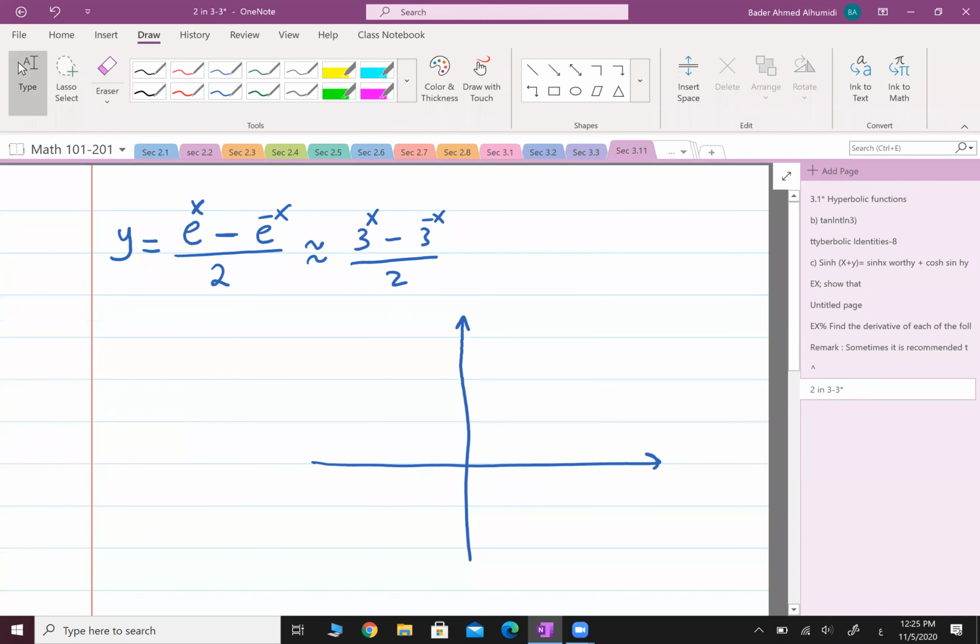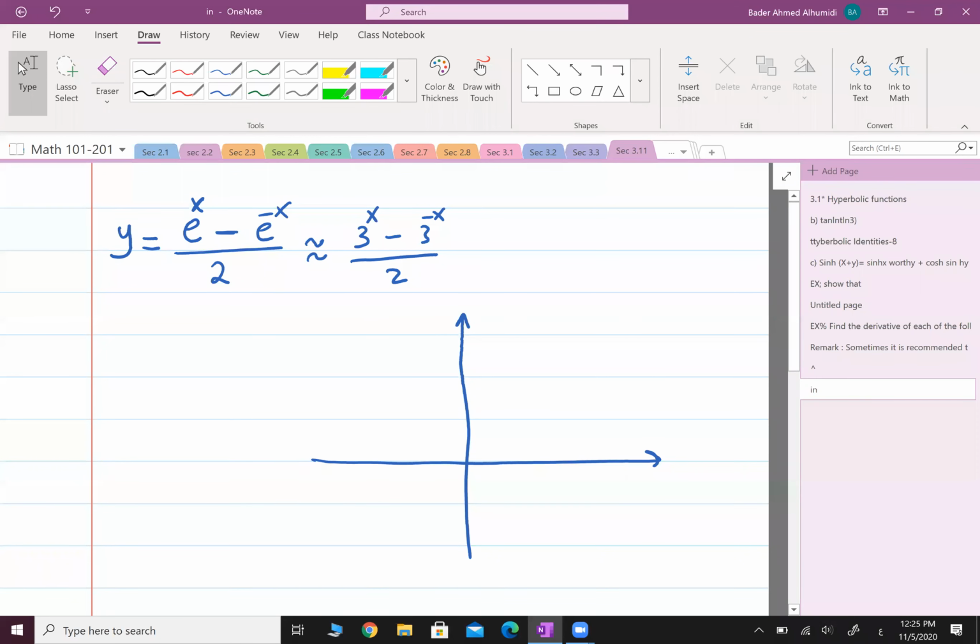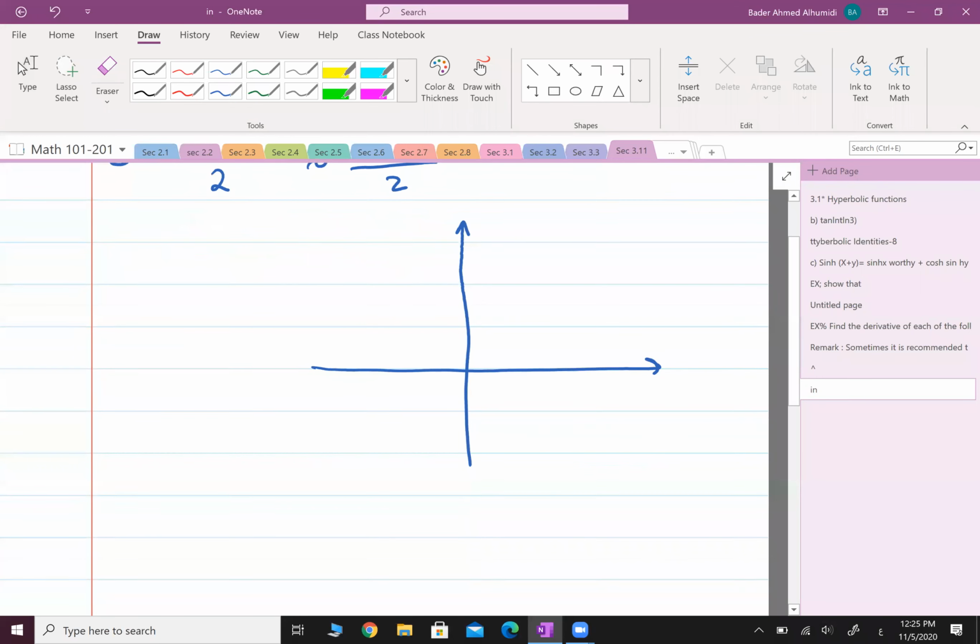Notice, guys, at zero, for example, what is the value of this? We substitute zero. e to the power 0 is 1. e to the power minus 0 is 1. 1 minus 1 is 0. 0 over 2 is 0. So the point is the origin here, 0 and 0.